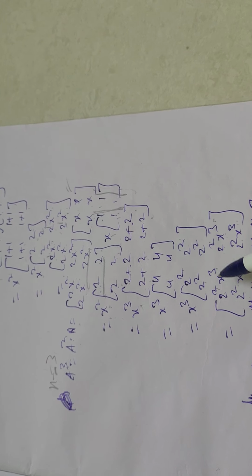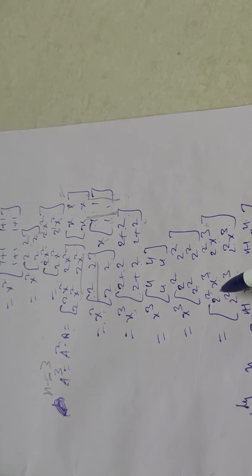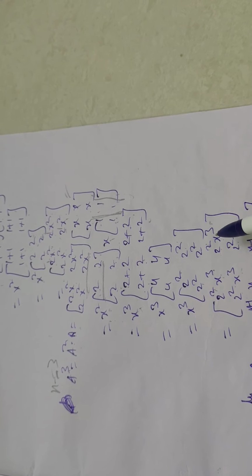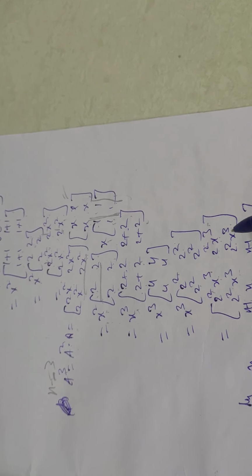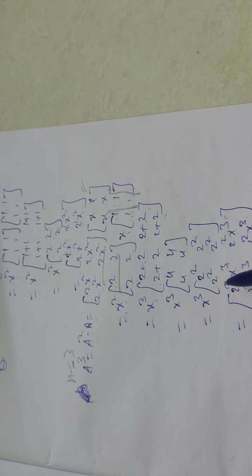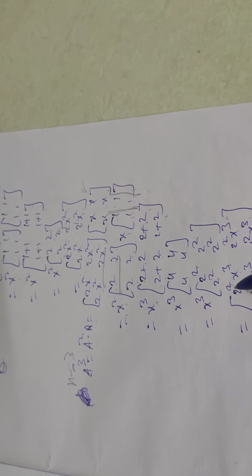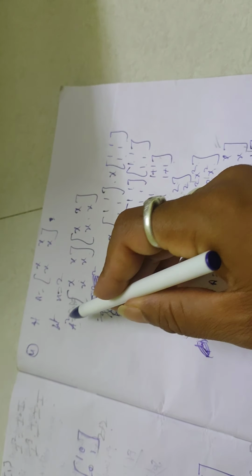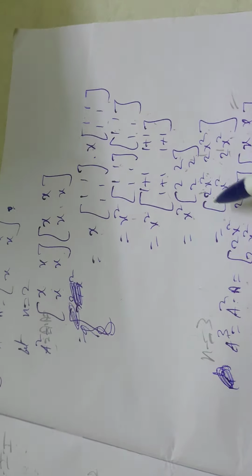4 means we can write as 2 square. So x cube, if you write inside, 2 square into x cube, 2 square into x cube, 2 square into x cube, 2 square into x cube. What can you say? If n is equal to 3, that means A cube is equal to this. So the x power is same, but the power of 2 just increased by 1. That means 2 square. What can you conclude? For n is equal to 2, the power of 2 is 1.